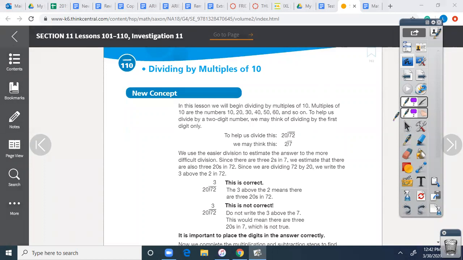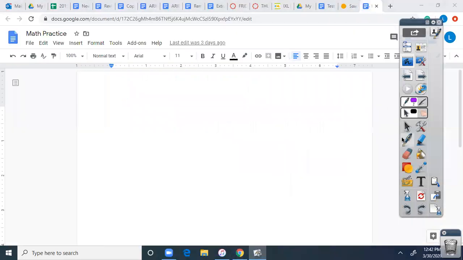So if you have your book with you, you can pull it out. It's on page 762. We are doing lesson 110, dividing by multiples of 10. Before we talk about multiples of 10, we are going to just discuss how to divide by 10. So we're going to do some extra practice first, and then we'll go back to lesson 110 and practice dividing by multiples of 10.